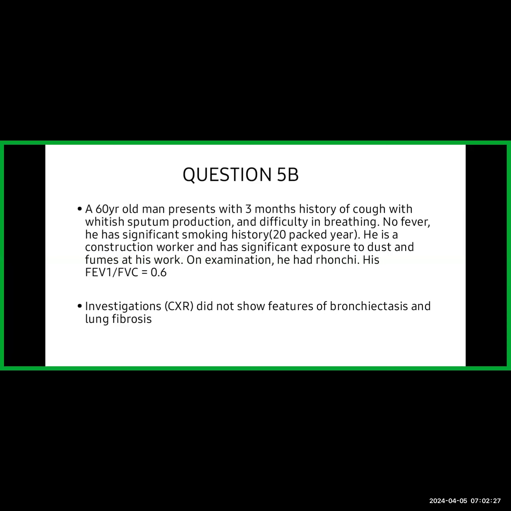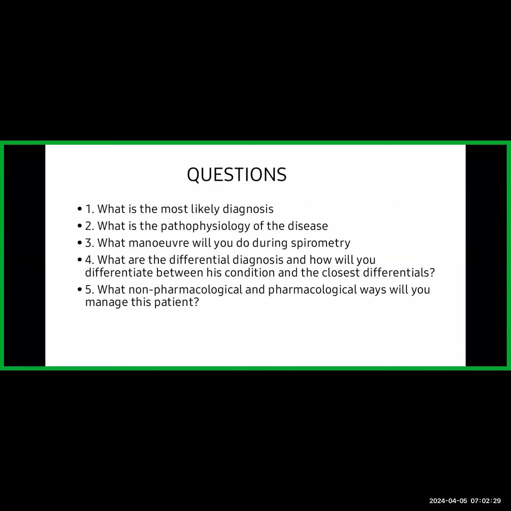The questions that followed are: what is the most likely diagnosis? What is the pathophysiology of the disease? What maneuver will you do during spirometry? What are the differential diagnoses? How will you differentiate between his condition and the closest differential? And our last question said, what pharmacologic and non-pharmacologic ways will you manage this patient?